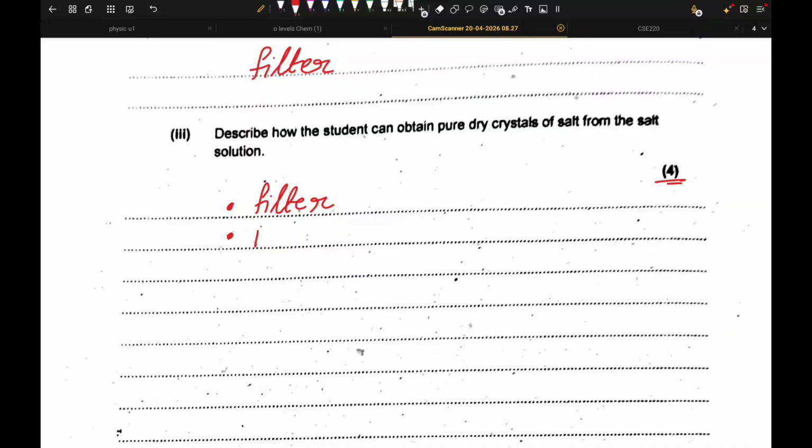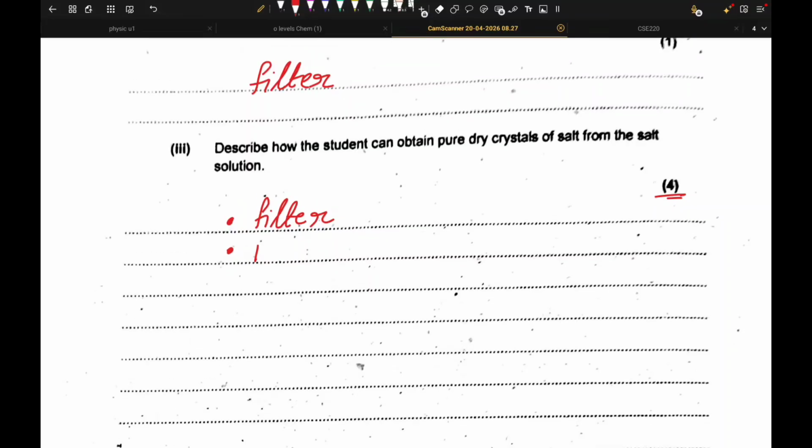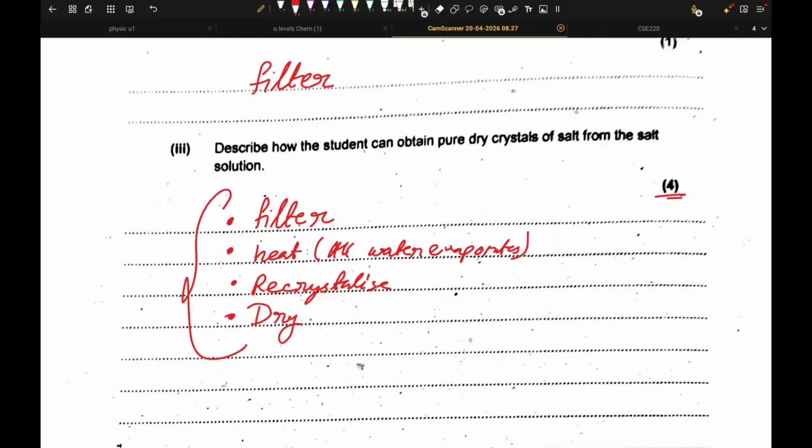I think you should give it a thought. What should be the second point? First thing is, when we got it, we filtered it. We got the filtered water or something like that. So we will heat that until all water evaporates. After all water evaporates, let it rest and it will recrystallize. After recrystallization, let it dry. That's what we need to do.